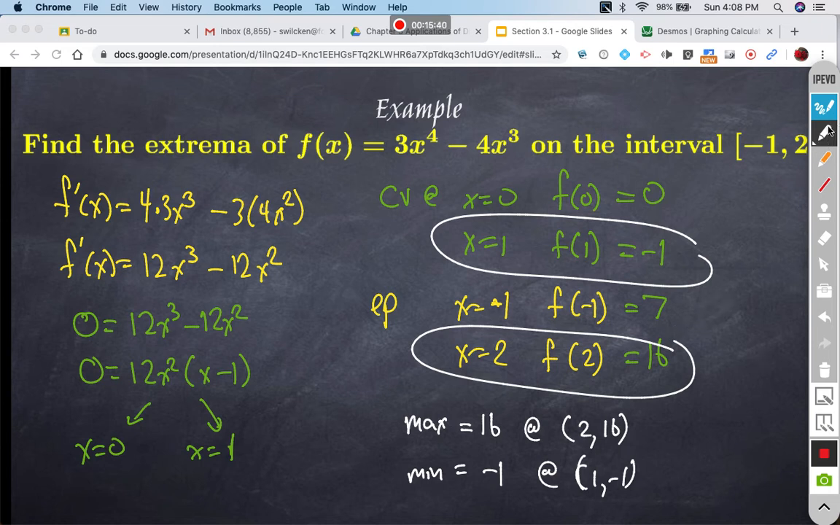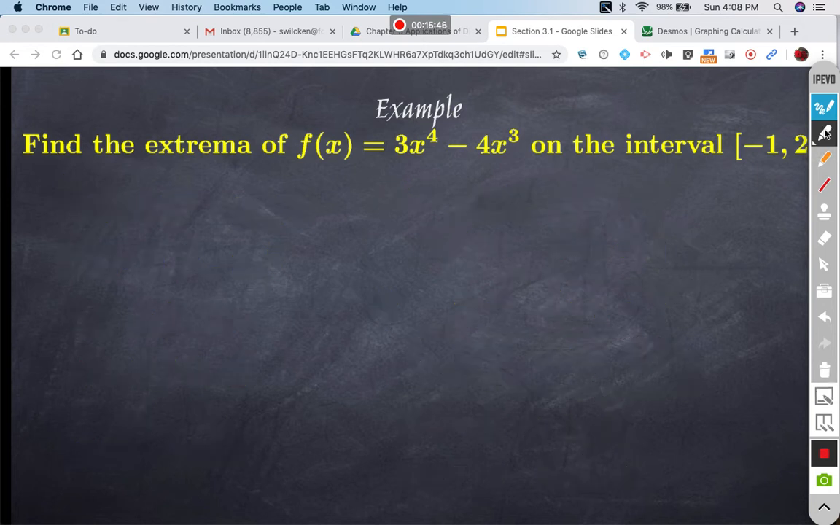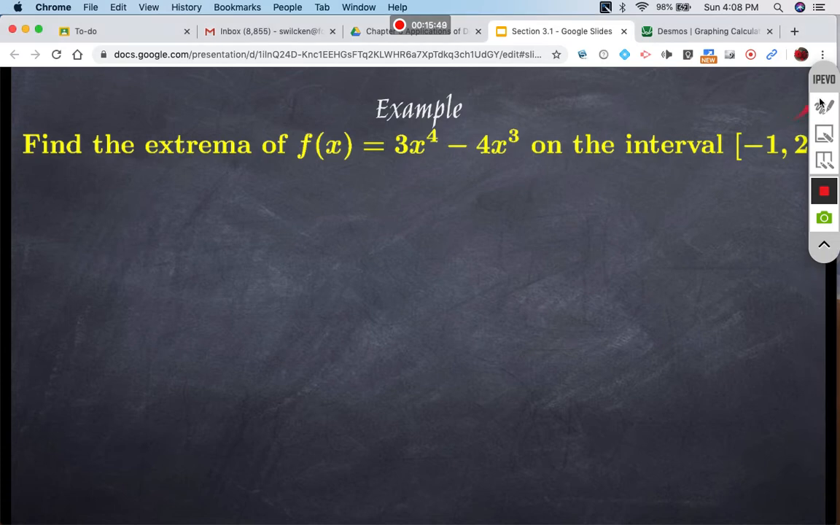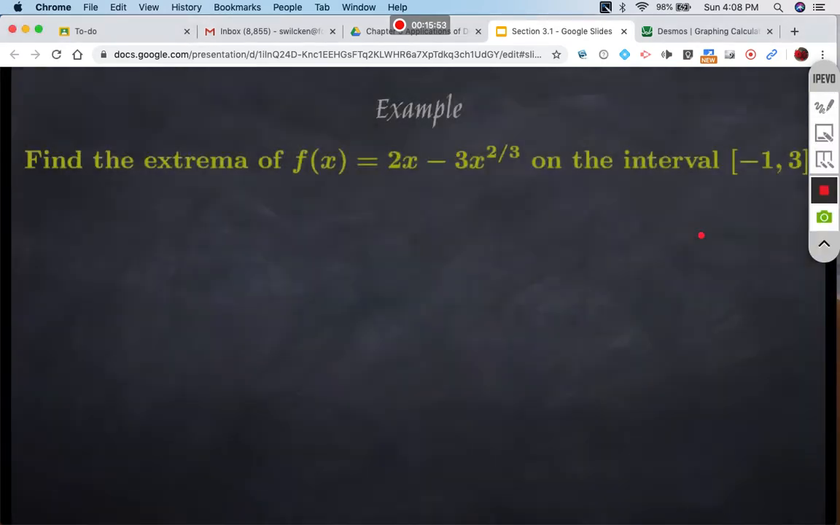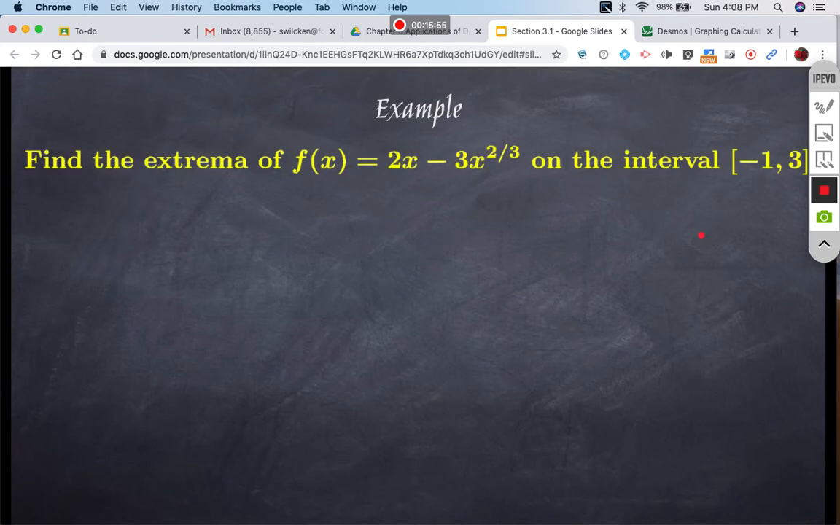So let me clear this off, and give you this problem to try.